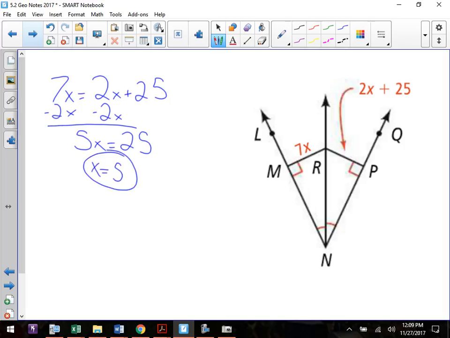Now you get your value of x. Always take a second and double check it, because it's super easy to do this and accidentally do something wrong. You wind up taking 7 times 5, you get 35. 2 times 5 plus 25 is also 35. So it only takes an extra 10, 15 seconds to double check your work. When you double check your work, then you know for certain if you're doing it correctly.